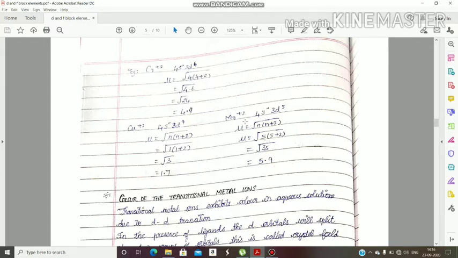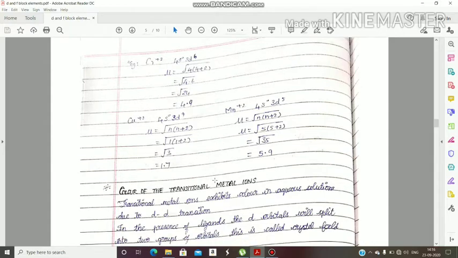So this is the way to calculate the number of unpaired electrons. What we have to know here is electronic configuration. You have to know the electronic configuration to calculate magnetic moment. That is all about magnetic properties.